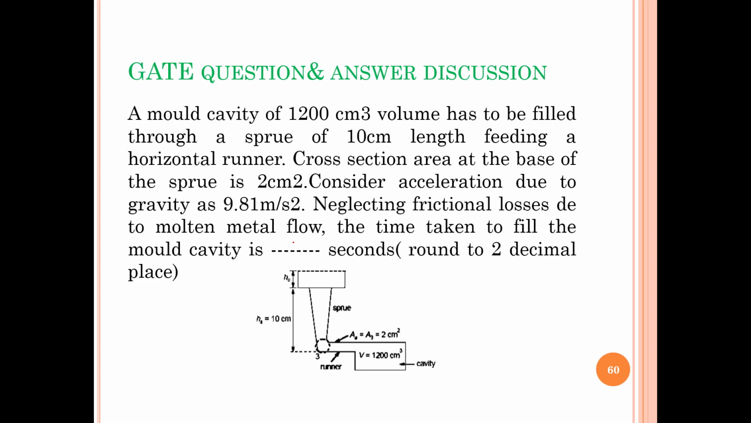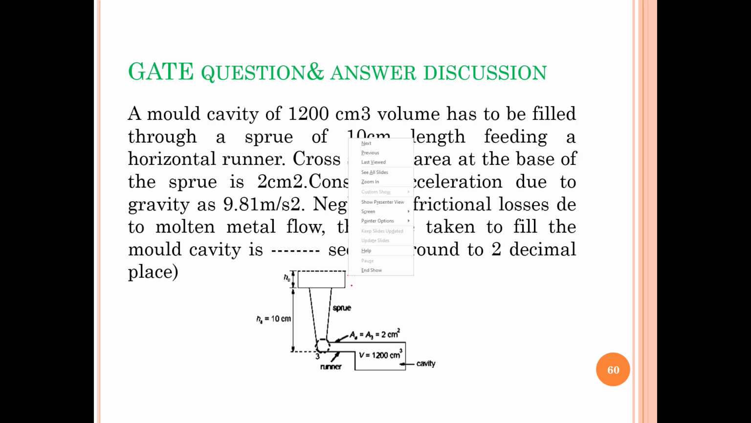Then we have another problem. A mold cavity of 1200 centimeter cube volume has to be filled through a sprue of 10 centimeter length feeding a horizontal runner. Cross-section area at the base of the sprue is 2 centimeter square. Consider acceleration due to gravity as 9.81 meter per second square. Neglecting frictional loss due to molten metal flow, the time taken to fill the mold cavity is. Okay, this is the question.